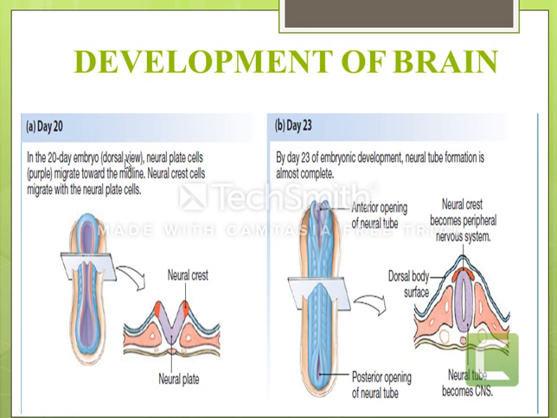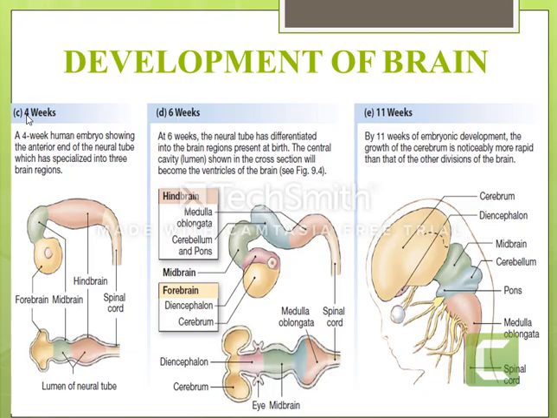During embryogenesis, see that the neural plate migrates towards the middle, forming a V-like shape and having the neural crest. On the 23rd day, see the anterior opening of the neural tube. Here the V-shaped neural plate is converted to the O-shaped neural tube, and the neural crest becomes the peripheral nervous system. And then in the 4th week, see the formation of the forebrain.